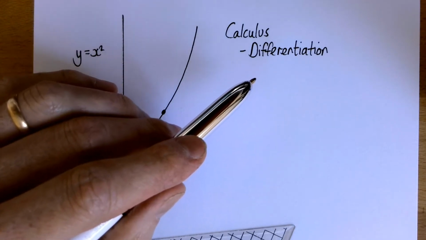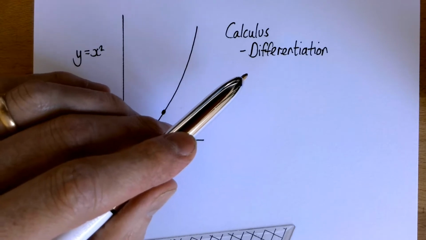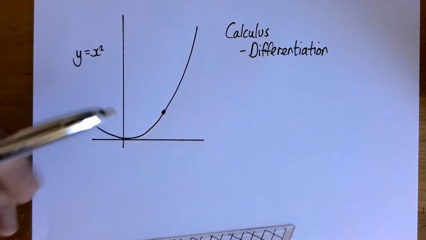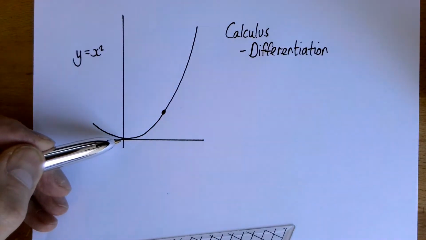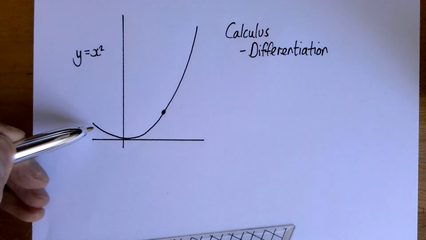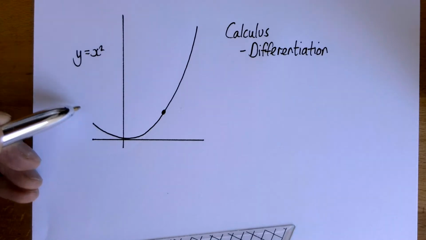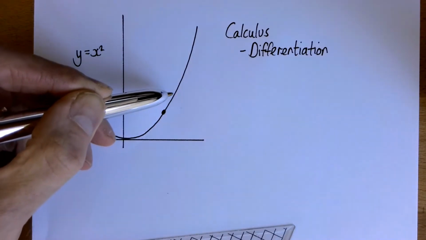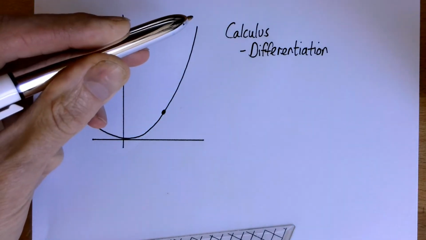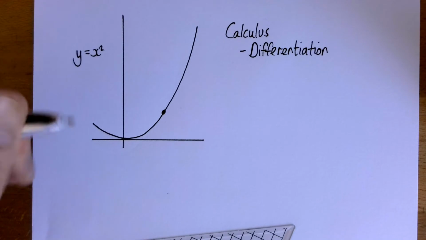So the gradient of a straight line is constant, but the gradient of a curve, like I've drawn y equals x squared here, varies. So down here it's got a gradient of 0, it's horizontal. In this negative quadrant it has a negative gradient, and in this quadrant it has a positive gradient, and the gradient gets steeper and steeper as you move further along. So it's changing all the time.